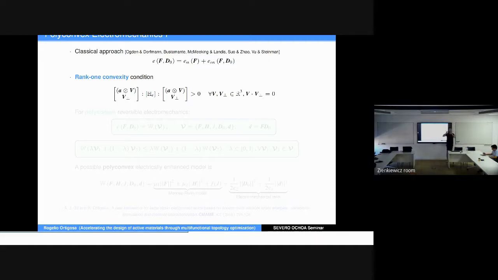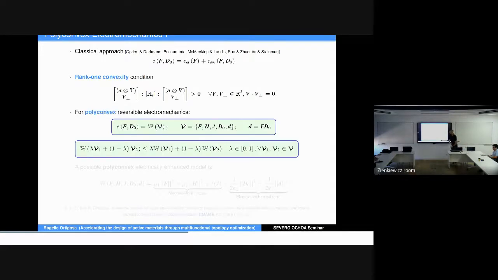So basically, a 2 by 2 sort of tensor with the second derivatives of this energy. I'm not asking E to be convex in F and D0. I'm asking it to be rank 1 convex. You can see here a tensor which is rank 1 convex, matrix, and this is a vector. The question is how to define E being rank 1 convex.